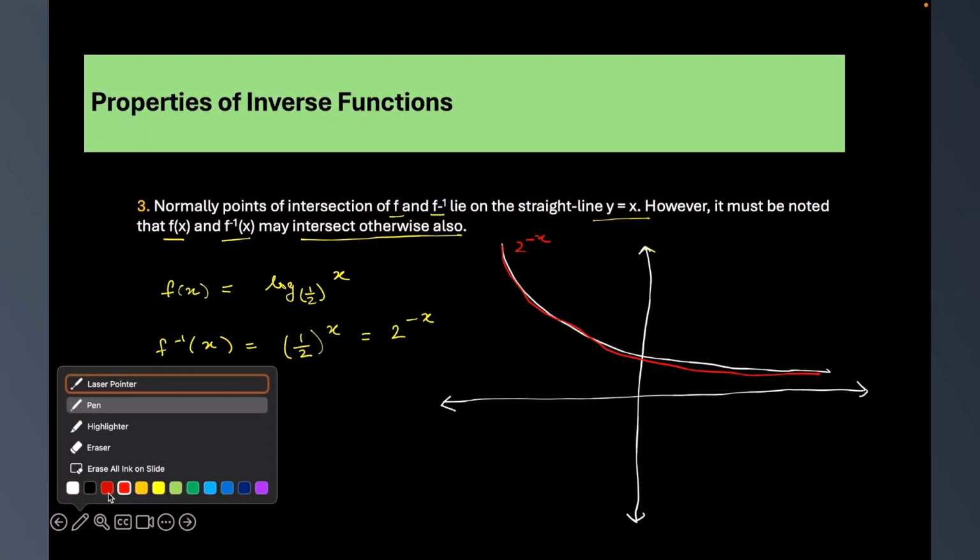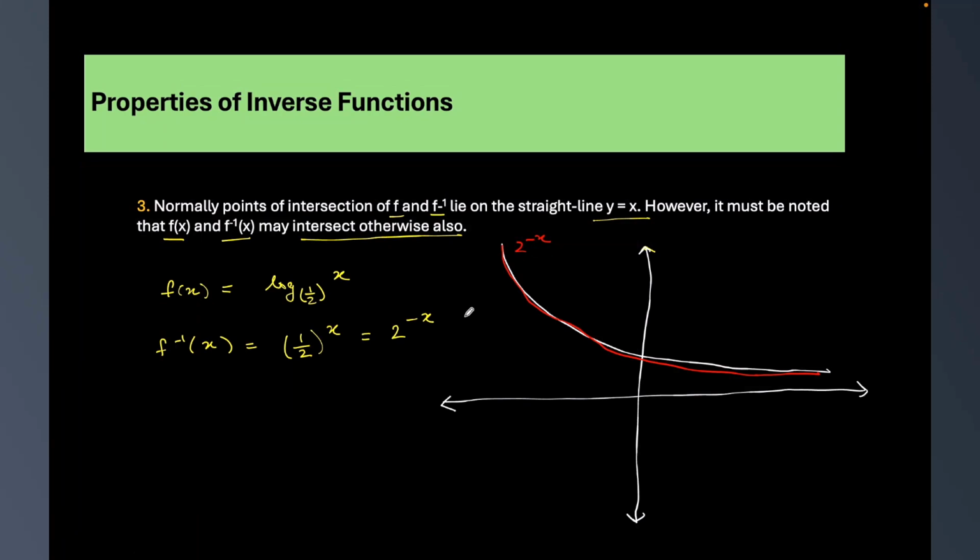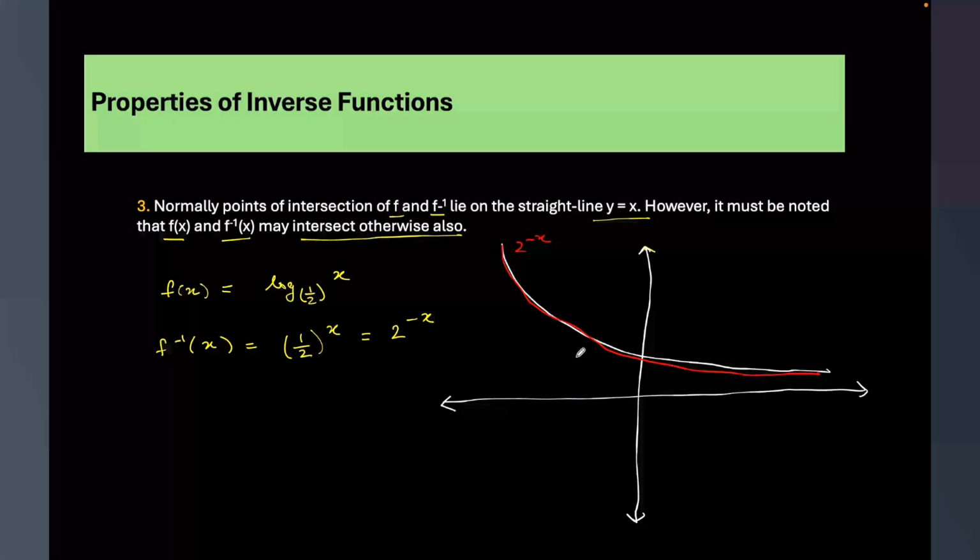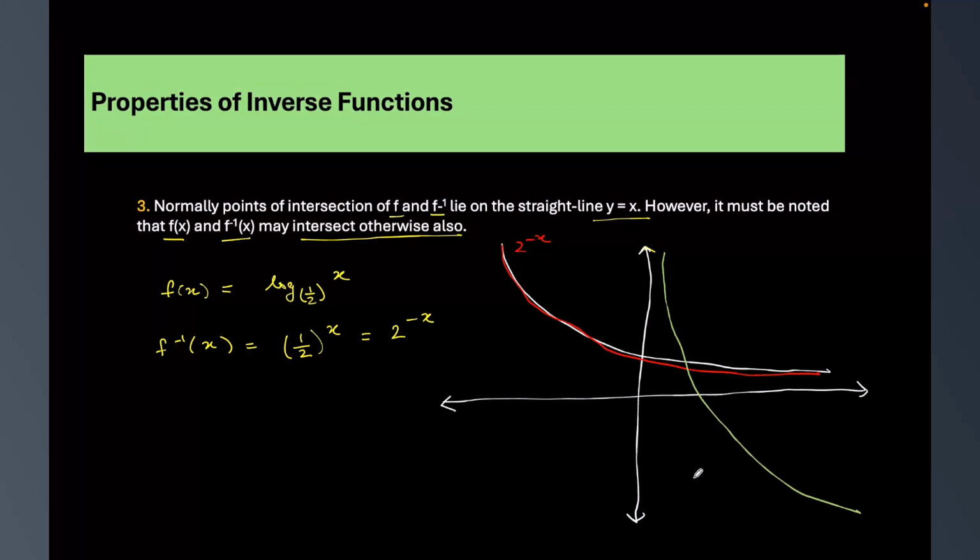And let me take green for log base half x. So I'll have something like this. Like this. Okay, something like that. And as you can see, they have an intersection point right here. Okay, you can verify this with other functions, and you guys can use Desmos maybe. So Desmos is a great tool that you can use to check it out as well.